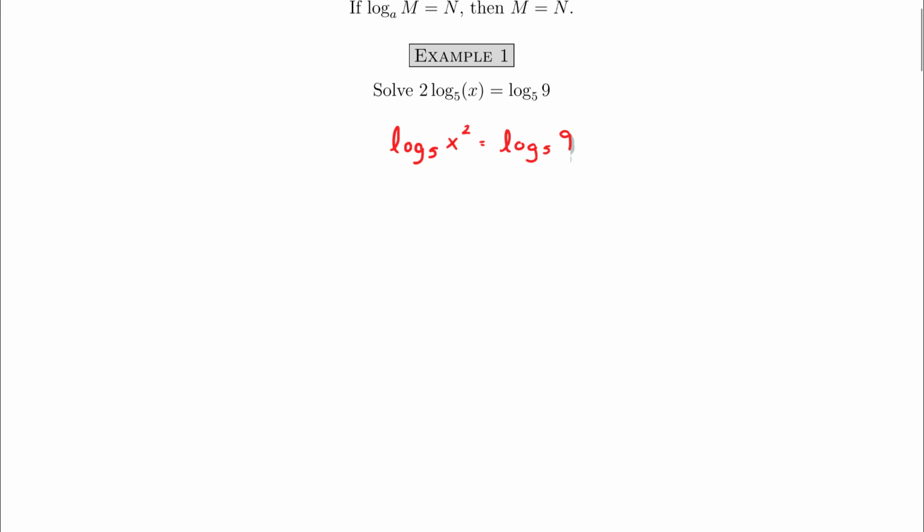We notice both sides have a log base 5. The only way this statement can be true is if the arguments of both logarithms are equal. So we can simply say that x squared is equal to 9, and then take the square root of both sides, and we get that x is plus or minus 3. That's our solution to example 1. x can be positive 3, x can be negative 3.